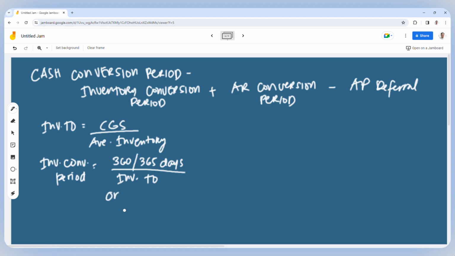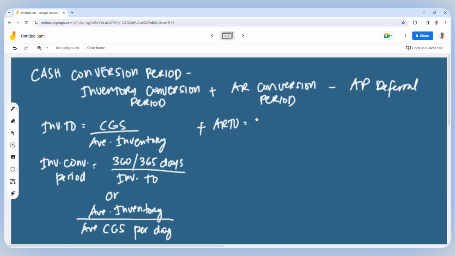Or, ano nga class yung formula again? Your average inventory divided by average cost of goods sold per day. Again, please take note ha, per day dapat yan because of this, no? Again, ano yung formula ng AR turnover? Or sorry, AR conversion? We go first with the AR turnover.